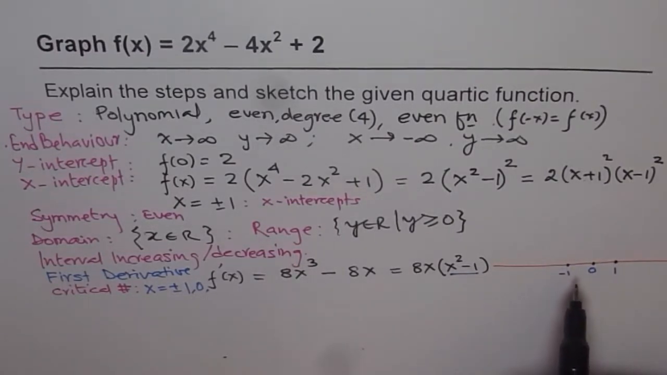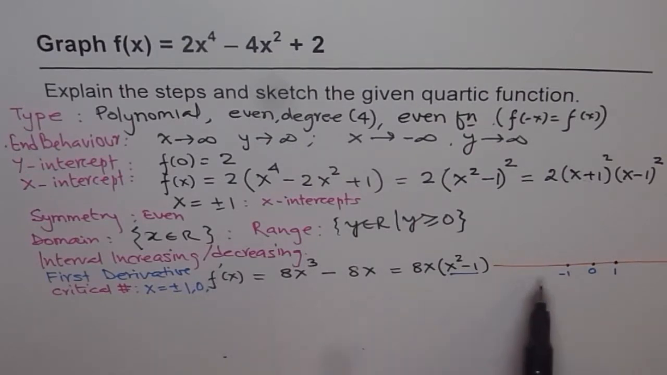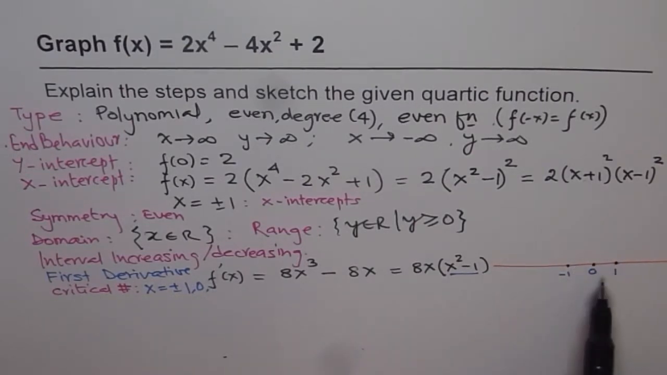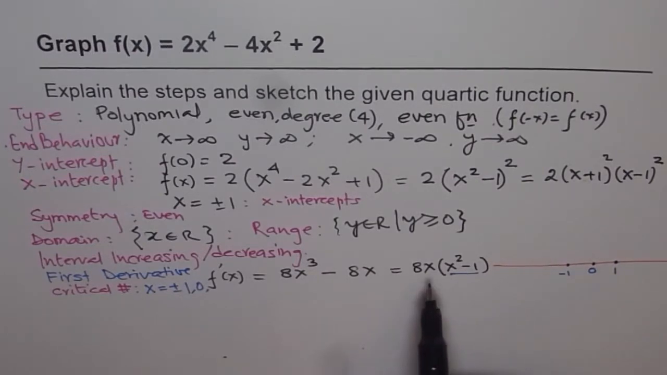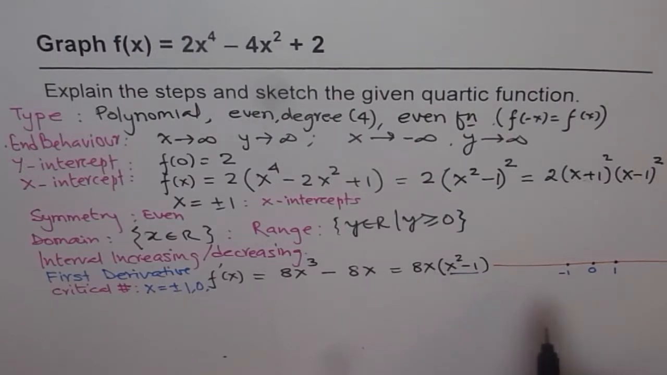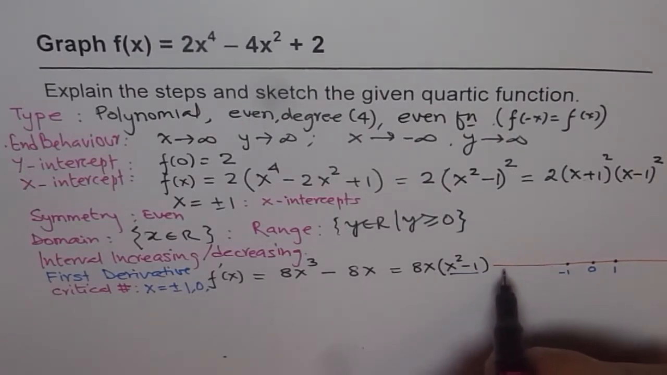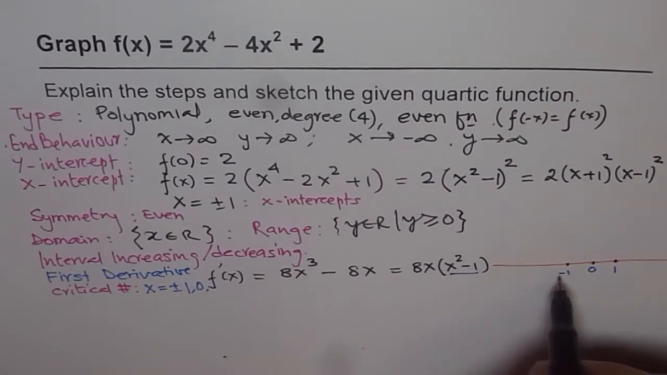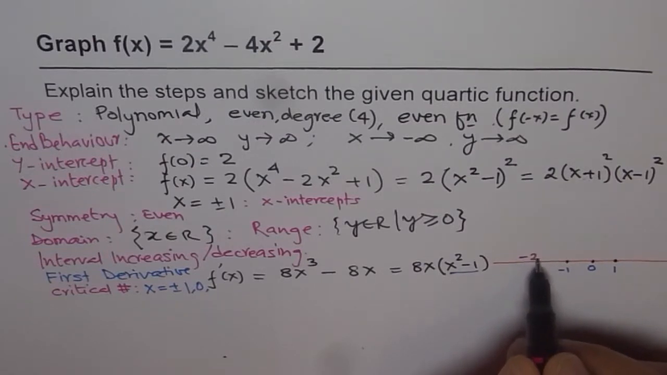Now let's analyze how the derivative of this function is changing on either side of these critical points. So we can take a test point, let us say minus 2, on this side. If I do minus 2, what do I see? If I put x as minus 2, then x squared is going to be positive, and x squared minus 1 is going to be positive, right? So if I'm testing for a point in this interval, which is minus infinity to minus 1, let us say that the test point is, for me, minus 2, okay?